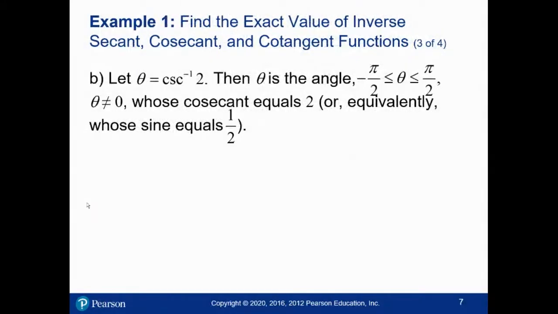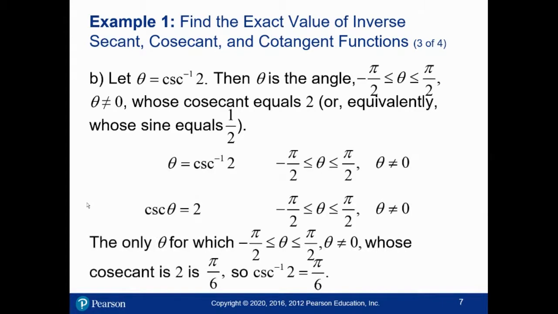Okay, part B was, let's find an angle whose cosecant is 2, but it's got to be in quadrant 4 or 1. Well, if the cosecant is 2, that means the sine is 1/2, and the angle that accomplishes that is pi over 6. So the arc cosecant of 2 is pi over 6, an angle in quadrant 1 or 4 whose cosecant is 2, aka whose sine is 1/2.